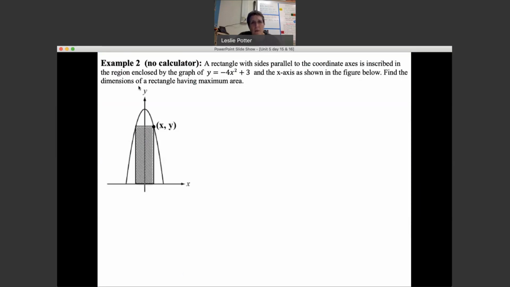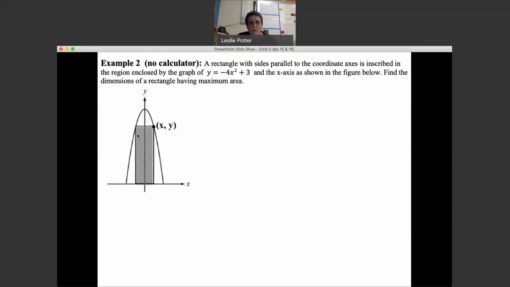And this example that we're going to look at here is a no calculator example. So we're doing this analysis by hand. And so the question is: a rectangle with sides parallel to the coordinate axes is inscribed in the region enclosed by the graph of y equals minus 4x squared plus 3. So it's a parabola. Inscribed means inside. And so we see a graphic of that scenario right there.